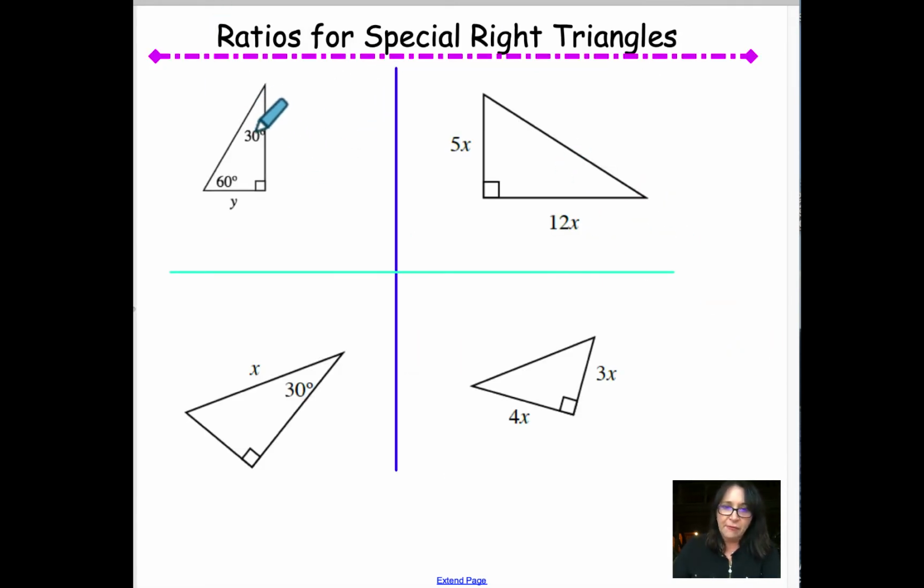More ratios. If y is across from the 30, that means across from the 90 would be twice that. And if y is across from the 30, then this would be y root 3. So what we're doing is we're looking for patterns here.